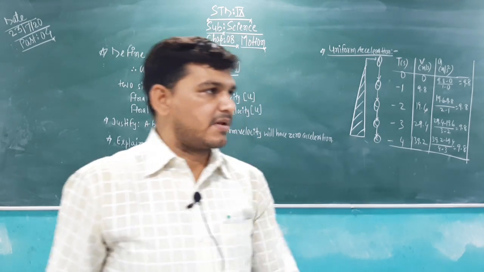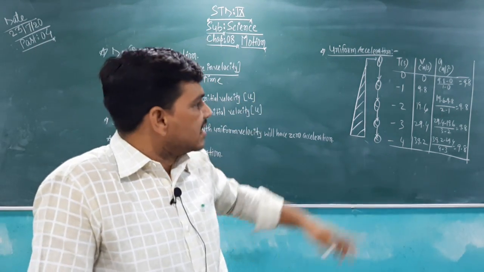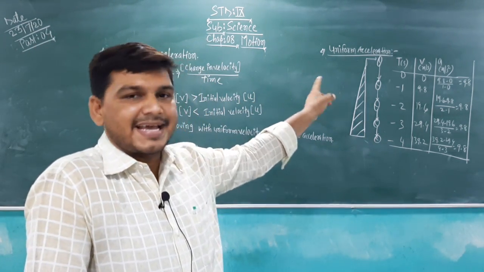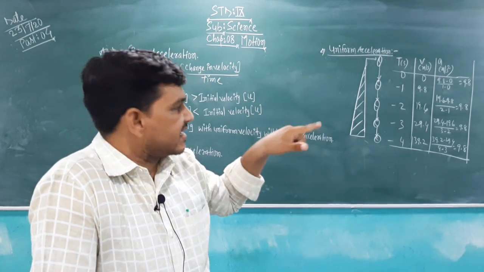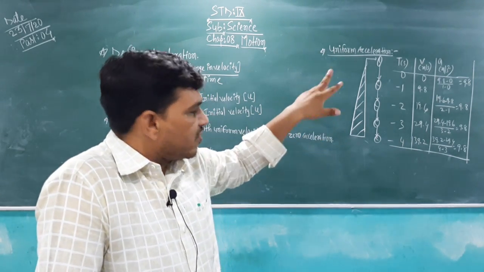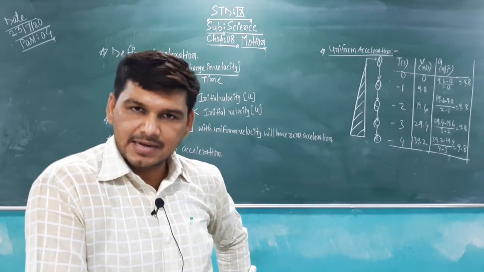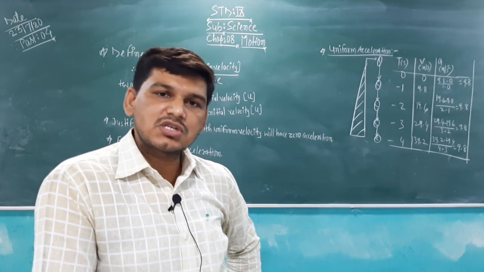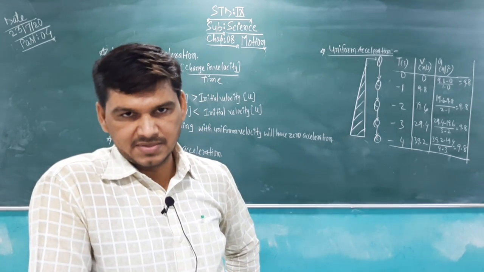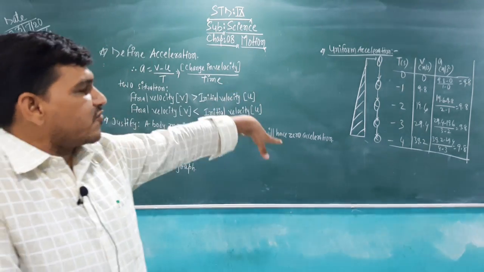Now see the example. I'll draw one example here. T represents time in seconds. Time को किस में मेजर करेंगे? सेकंड के अंदर मेजर करेंगे. v for the velocity, उसको आप मीटर पर सेकंड में मेजर करेंगे और एक्सेलरेशन को किस में मेजर करेंगे? मीटर पर सेकंड स्क्वायर के अंदर मेजर करेंगे. ठीक है.